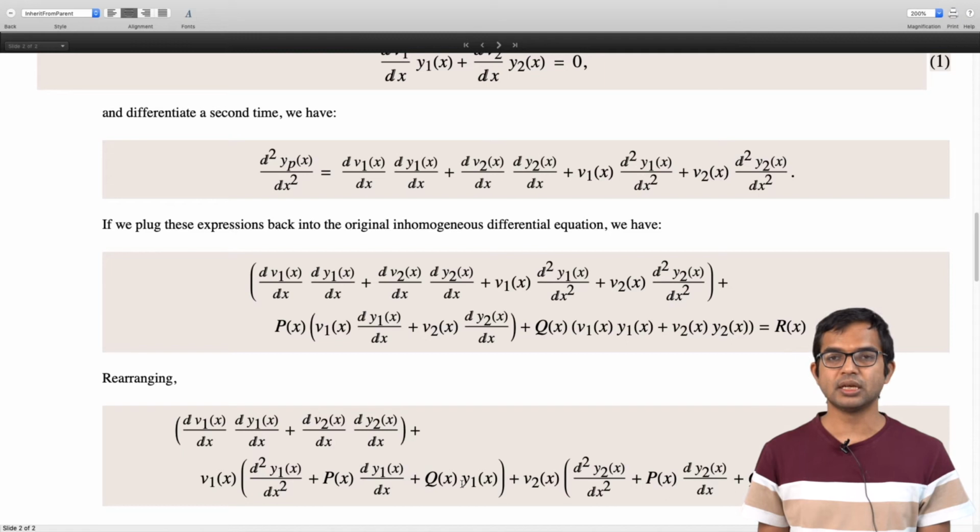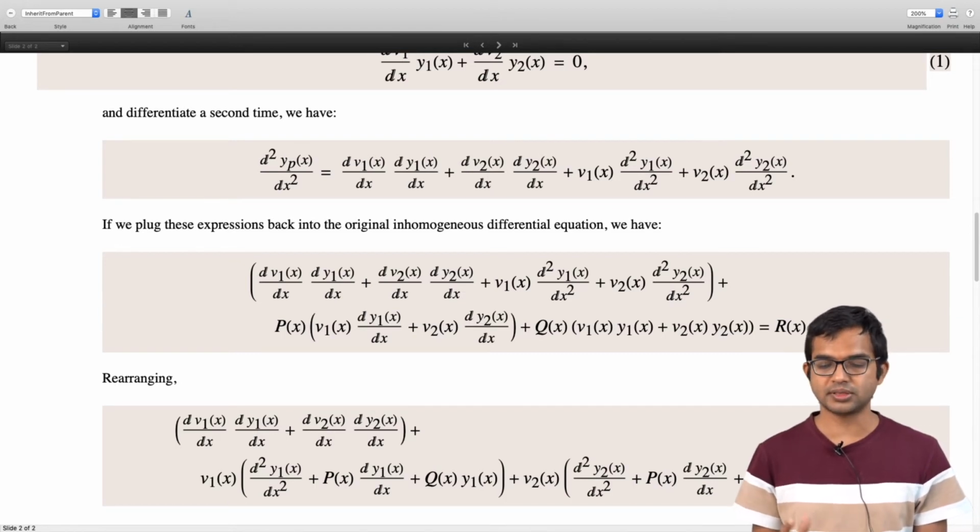Each of these terms has a factor of v1 of x, which I pull out. And then there are these three terms which have factors of v2. Again, I find that this is v2 of x times d squared y2 of x by dx squared plus p of x dy2 of x by dx plus q of x times y2 of x, and that's it. I have exhausted all terms. I have just rearranged them in a nice, useful way, which is equal to r of x.